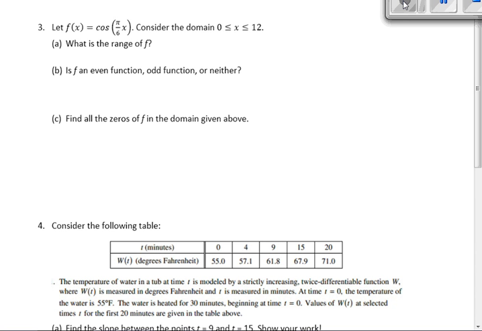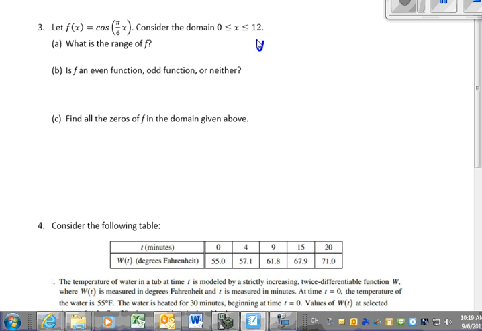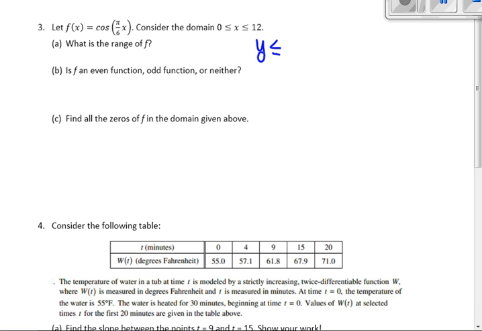Consider the function f of x equals the cosine of pi over 6x. What is the pi over 6 going to do to the function? Just stretch it, shrink it, whatever. Is it going to change the height of the function? No. So the y value is going to be between, this is the range, 1 and -1.